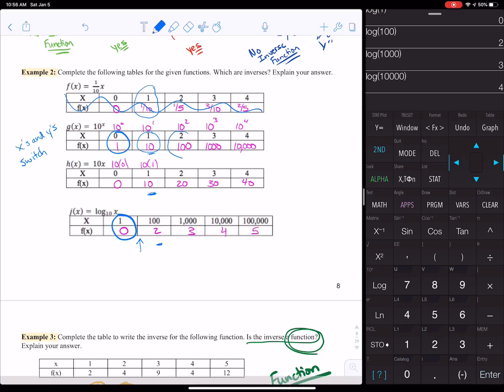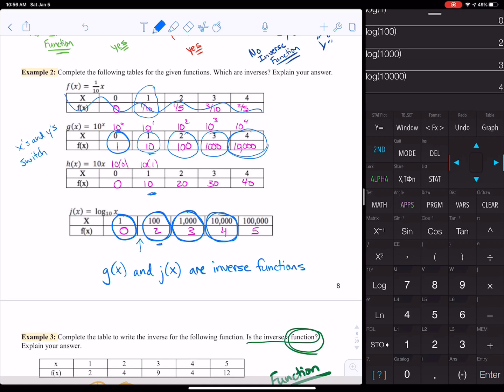So then we have 2 and 100, and it has 100 and 2. So we're still on track here. 3 goes with 1,000, and down here 1,000 goes with 3. And then 4 is with 10,000, and 10,000 is with 4. So clearly, g of x and j of x are inverses of one another because their x's and y's are switched. They are inverse functions simply because their x's and y's are switched. So that's it for example 2.